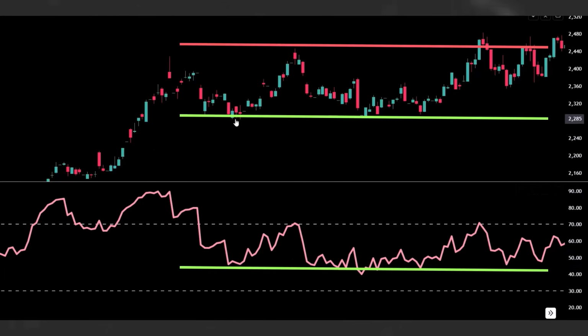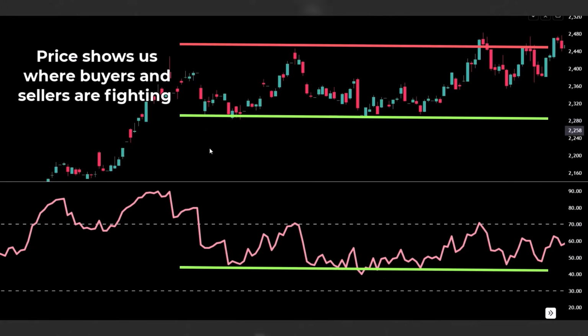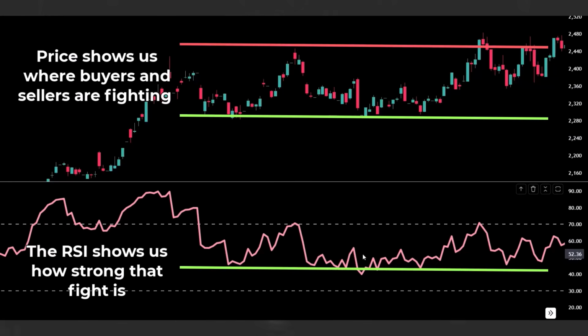Just like price respects support and resistance levels, the RSI can also respect specific zones where momentum repeatedly reacts. Think about it this way. Price shows us where buyers and sellers are fighting. The RSI shows us how strong that fight is. So when the RSI reacts at the same level multiple times, it means momentum is either being supported or rejected at that zone. And this is where the concept of RSI support and resistance really begins.